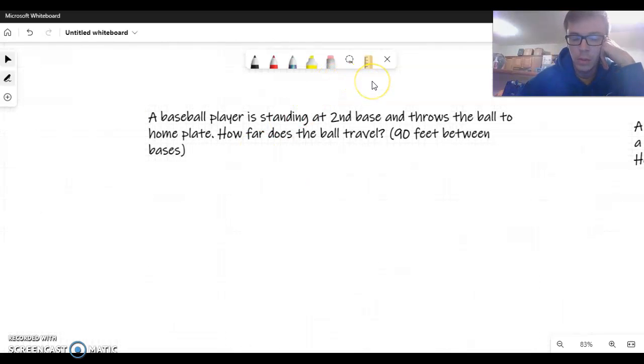All right, so here we go. Let's do another one here. Number 3. A baseball player is standing at second base and throws the ball to home plate. How far does the ball travel? Remember, it's 90 feet between bases. For some of you who don't know baseball, the bases are laid out in a diamond. Home plate is right here, then you have first, then second, and then third.